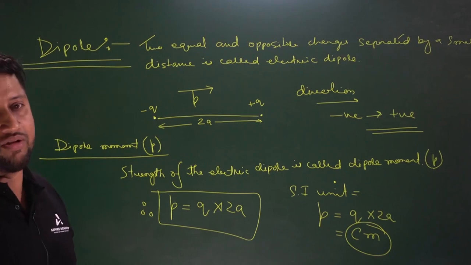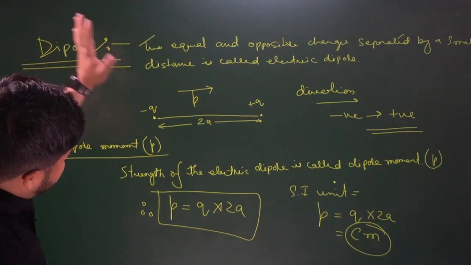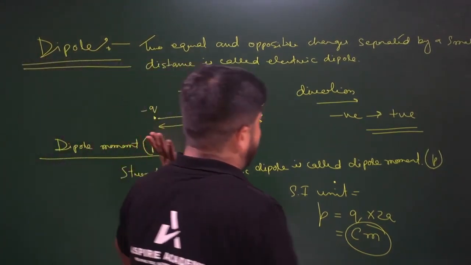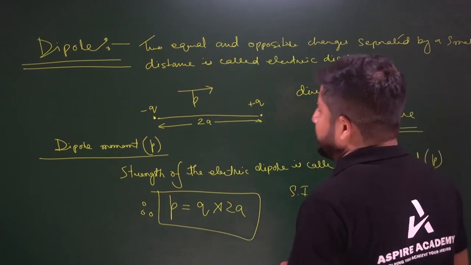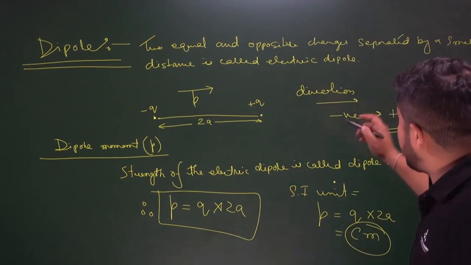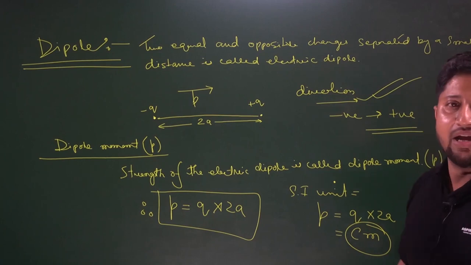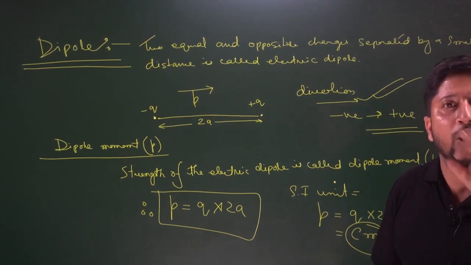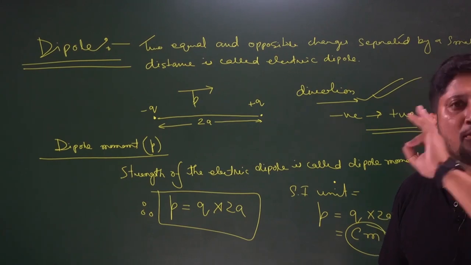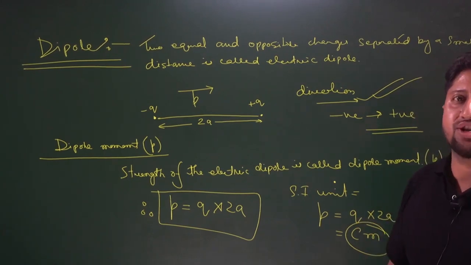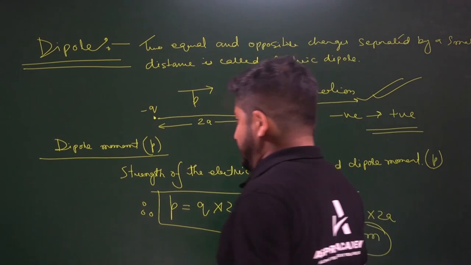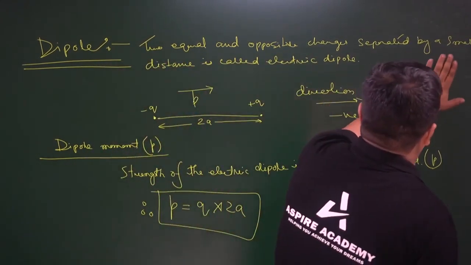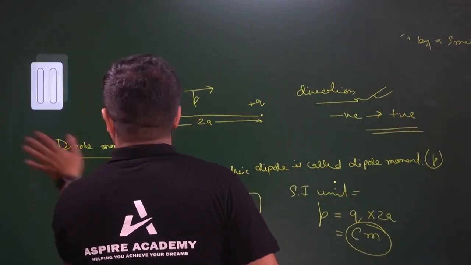So this is all about the dipole and dipole moment. Is there any confusion? Ask me. This is a very simple concept, and you also have to know the direction of the electric dipole moment. It is always directed from negative charge to positive charge. Okay, then. So next one.